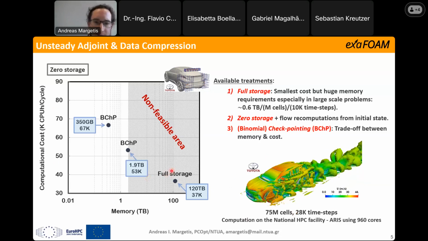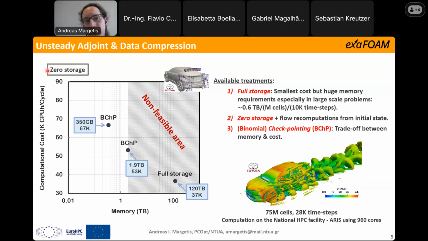The first extreme treatment is the full storage of the flow field time series, so as this to be available during the adjoint solution. This approach has the minimum computational cost, since it doesn't require any recomputations of the flow, but the maximum memory requirements, which in this case reach 120 terabytes. That's an amount that is excessive even for modern clusters.